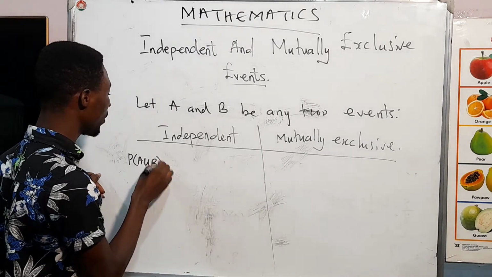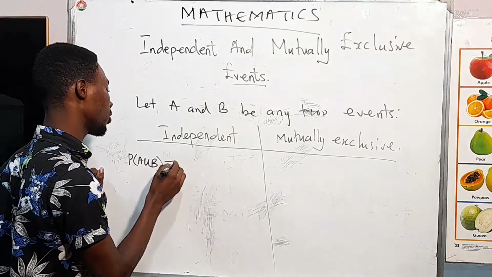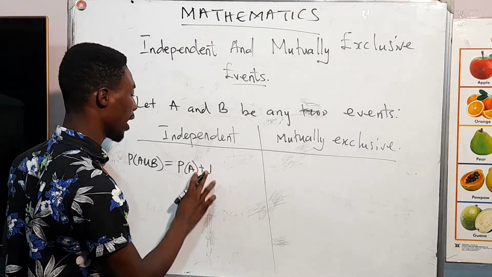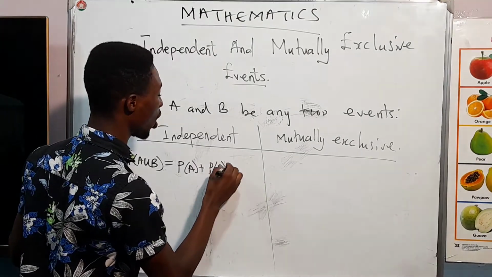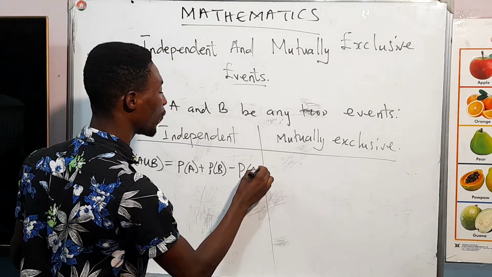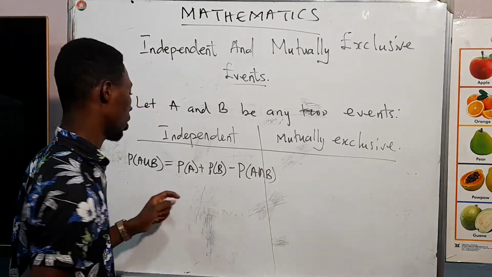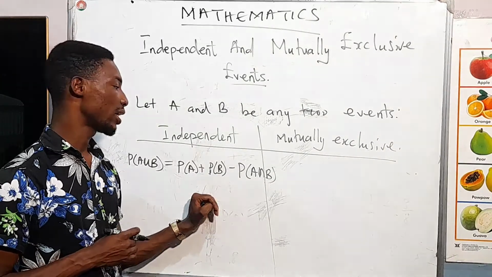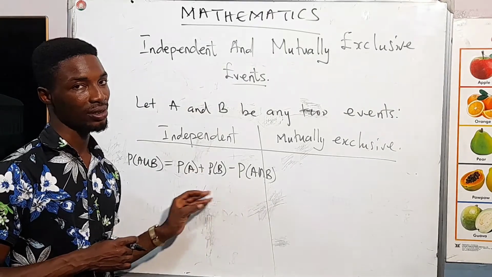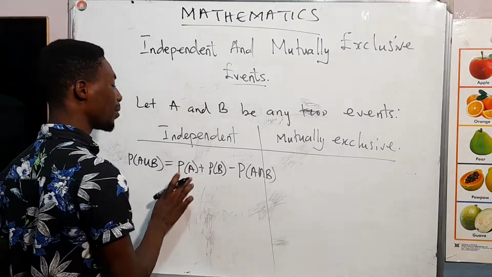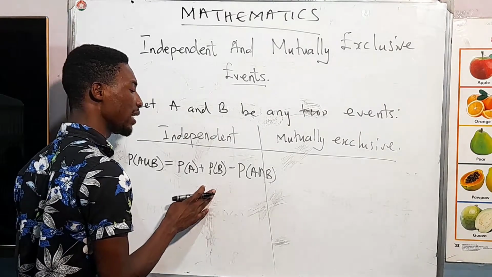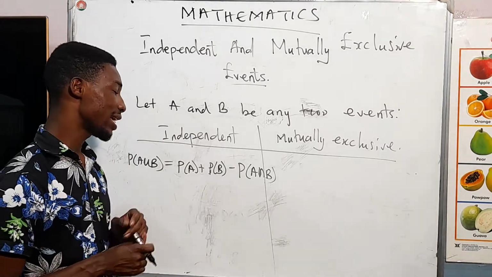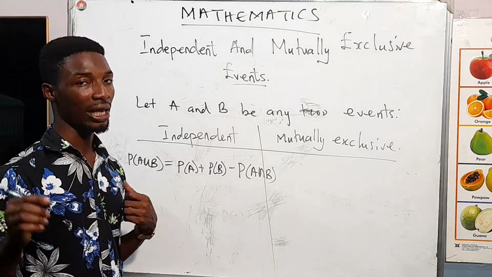So the probability that A or B will occur is given by that. It should be equal to the probability of A occurring plus the probability of B occurring, minus the probability of both occurring simultaneously. So this is the probability of A occurring, this is the probability of B occurring, and this is the probability of both occurring together at the same time. So the probability of A plus the probability of B, minus the probability of A and B occurring together simultaneously, gives us the probability of A or B occurring.